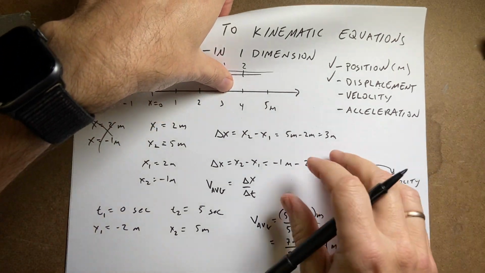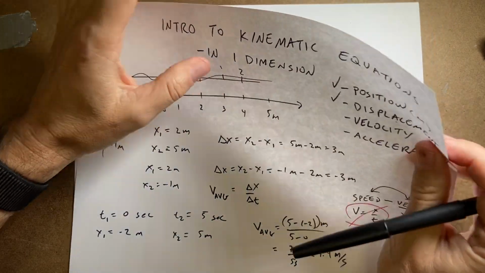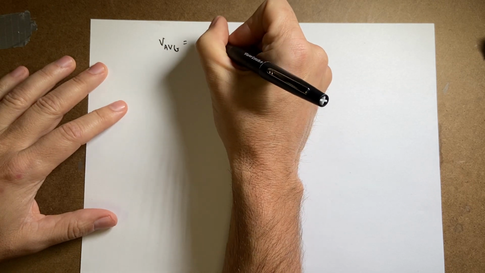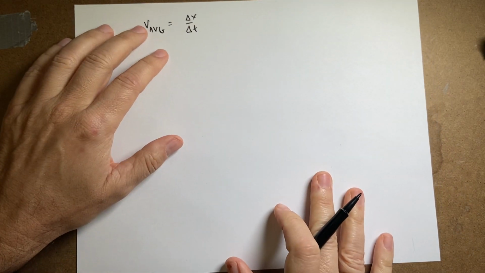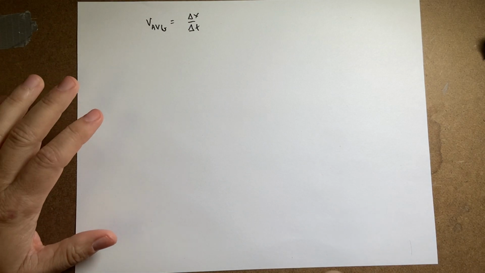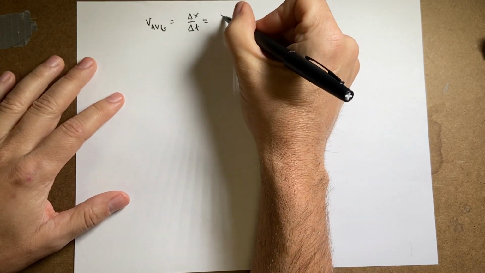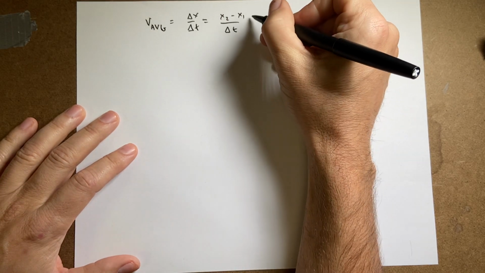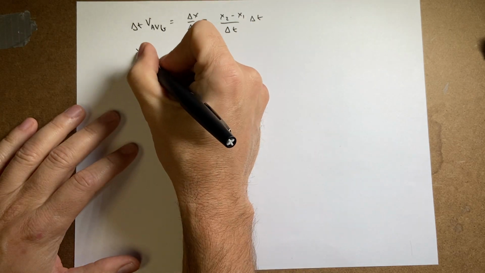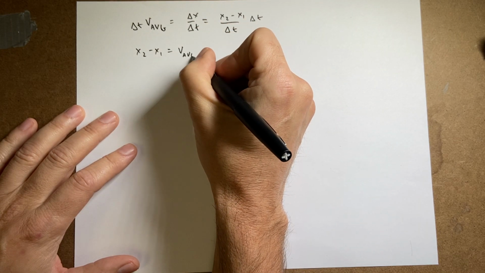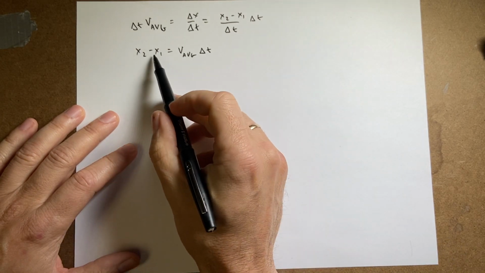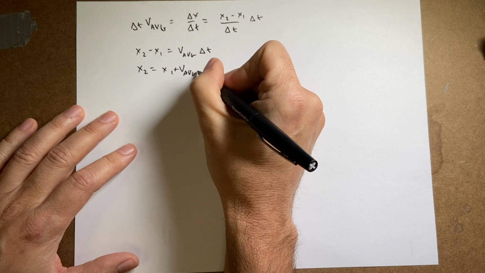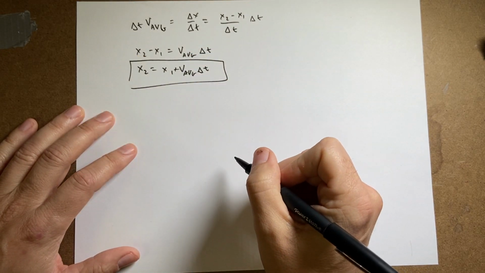Okay. Let's do something else with average velocity because it is kind of important. So let's say v average is delta x over delta t. Now, I'm calling this v average, but if they're moving at a constant velocity, then v average is the velocity. Okay, but this is important for something we're going to do later. So let me write this as x2 minus x1 over delta t. Now I'm going to multiply both sides by delta t. And I get x2 minus x1 equals v average delta t. Now I'm going to add x1 to both sides. I get x2 equals x1 plus v average delta t. And that is a kinematic equation.